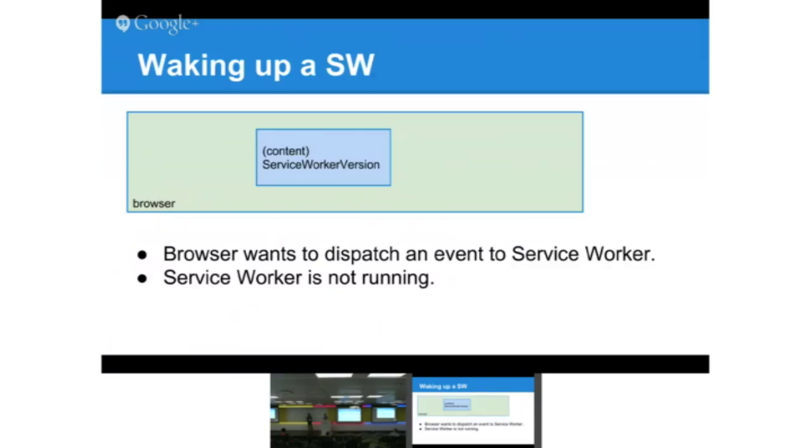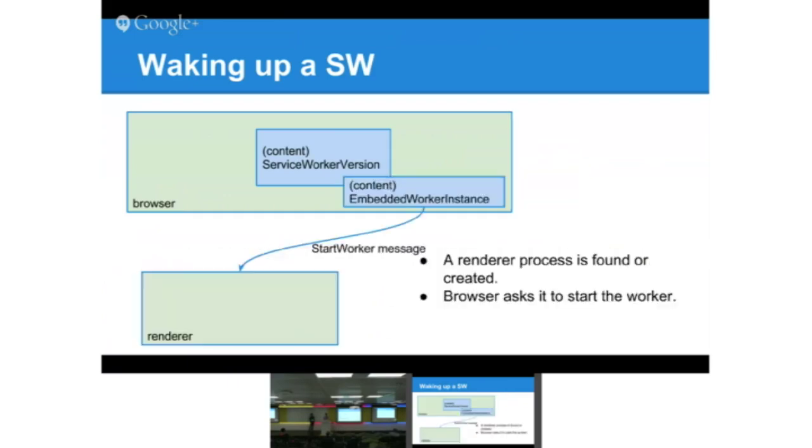So we'll start with this scenario. The browser is running and it wants to dispatch an event to the service worker, and the worker is not running at this time. So what happens? The browser needs to first find a renderer process. Either one exists that's suitable for running a service worker in it, or one does not. If it does not, then one will be created. And the browser will ask that renderer to start up the worker thread.